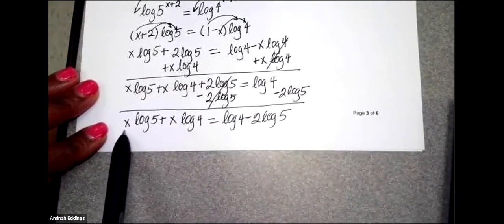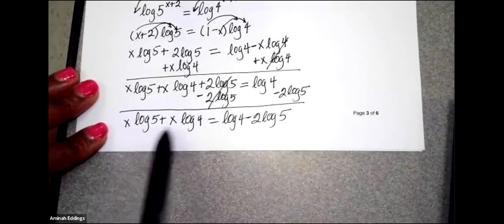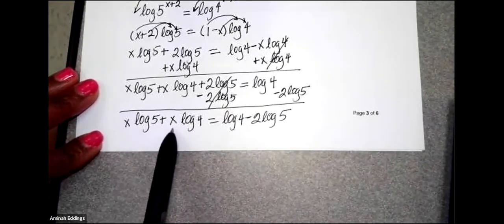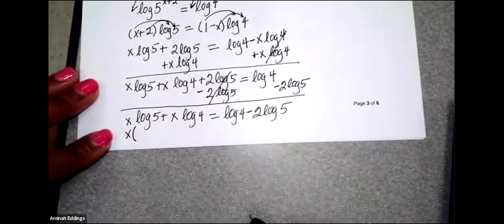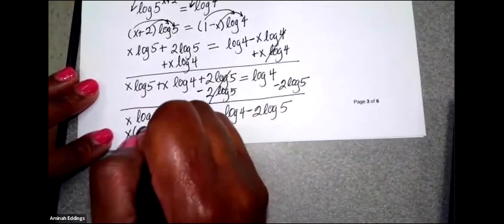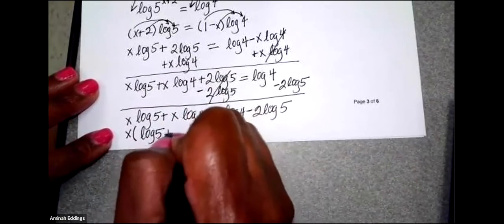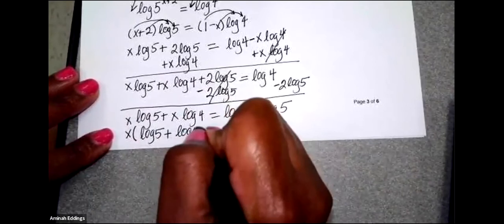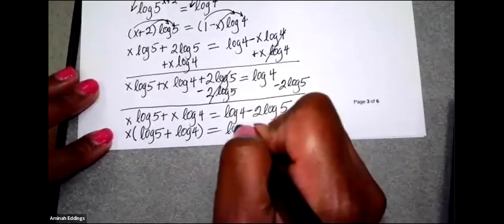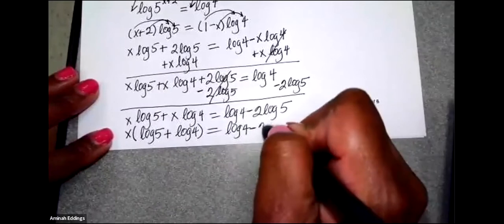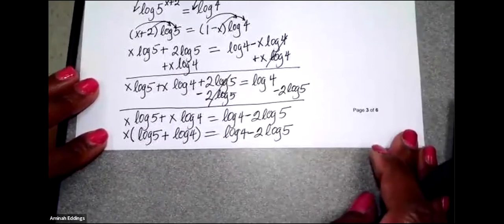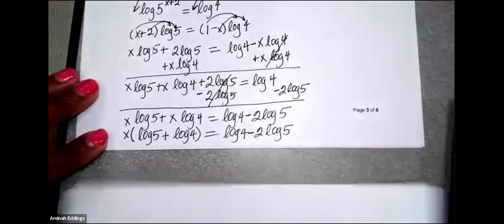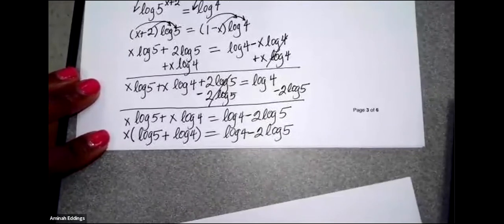All right, so hopefully you recognize that we have what's our greatest common factor of x. And so what I'm going to do is factor it out. So x, open parentheses. If I take out x, that leaves me with log 5 plus log 4. And I didn't do anything over here, is equal to log 4 minus 2 log 5. Questions?